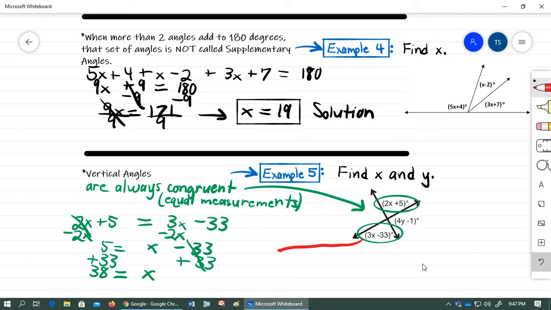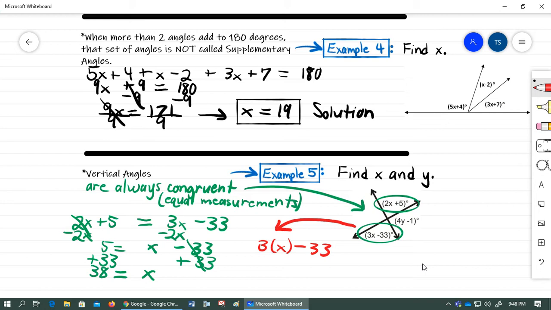Since we just found the value of x, what you need to do is take one of those expressions for x, like that 3x minus 33, and substitute in the value of x that we just found, so that we can figure out the actual measurement of this angle. Since there's nothing else we can do with x right now to get y, let's plug in x where we can to figure out the measurement of this angle.